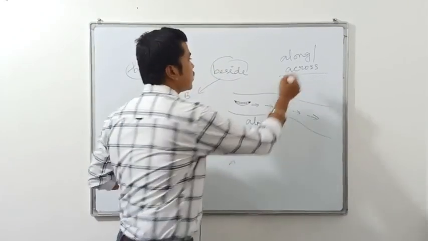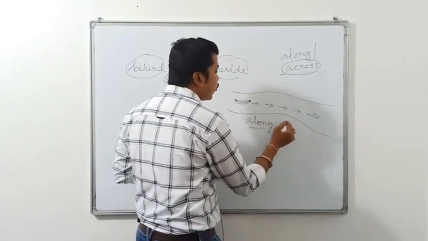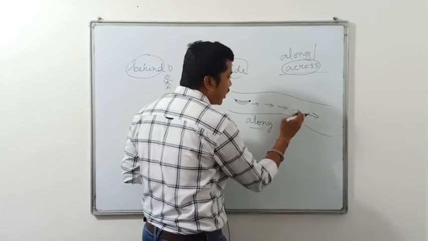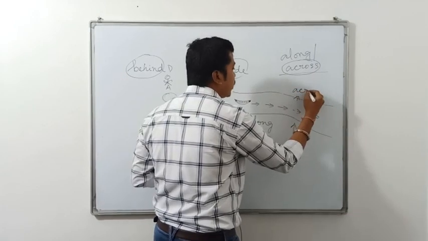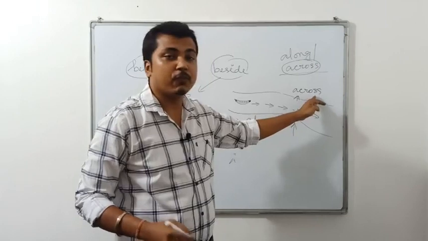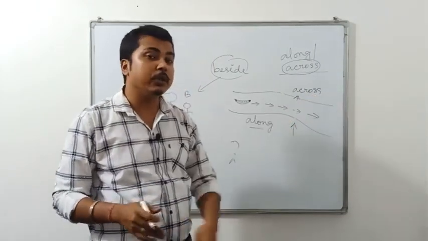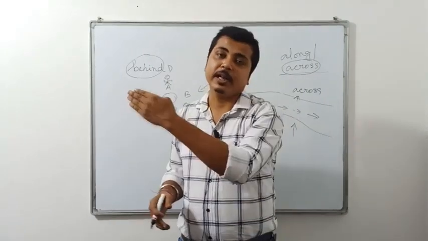But across, when we use, that means we are going from one side to the other. If the boat is going from this side of the river to that, in that case we are going to use across. Across मतलब इस तरफ से उस तरफ, from one side to the other side. Okay, that time we will use preposition across, and along on that particular direction.